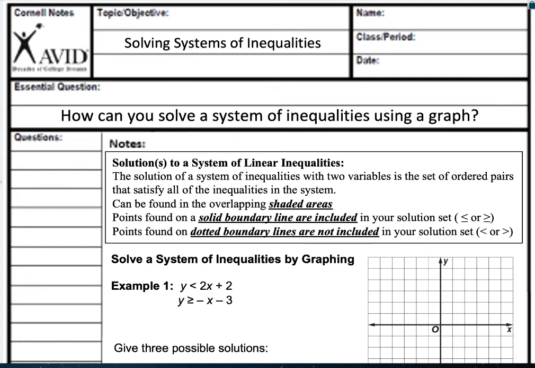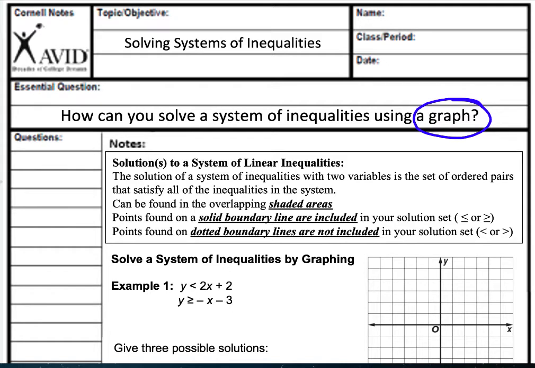Welcome to our last lesson in this unit on systems. So this one is on systems of inequalities. We're only going to have one method for solving these, and that's going to be using a graph. It's going to use a lot of the same things that we used in the previous unit when we were graphing inequalities, our dashed lines, our solid lines, that kind of thing.